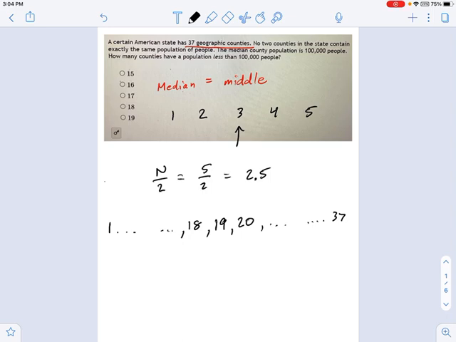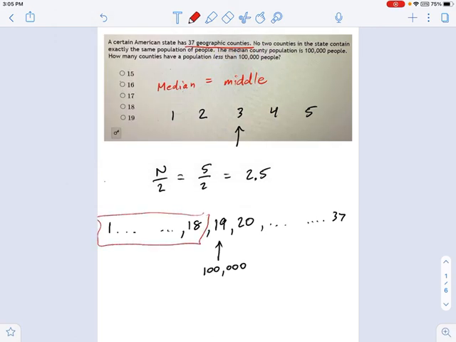In other words, there's going to be a county in this state where the 19th county in order of population has the median population. This is where 100,000 people live in that county. And everything to the right of it is bigger. Everything to the left of it is smaller. So what this question is asking is, how many counties have a population less than 100,000 people? In other words, how many counties are over here?